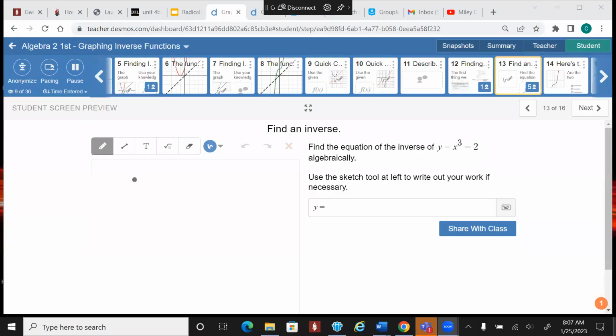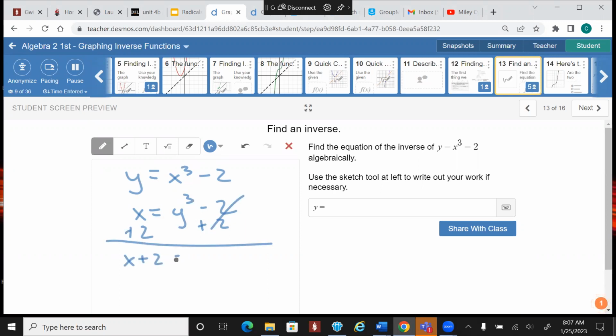Okay, if I have this function, I want to find the inverse algebraically. What am I going to do first? Switch my x and y. Now what? Okay, so I'm going to add 2. And then how do I get rid of this cube? Cubic root. So then we're going to have the cubic root of x plus 2 equals y. Whenever you write the inverse function, you always want to leave the little -1 up at the top.